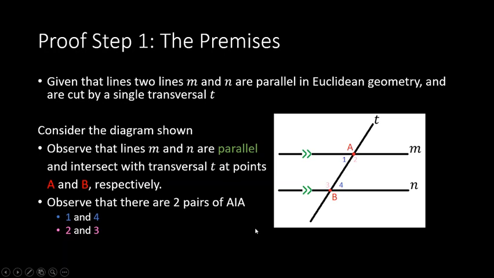So now we begin our proof, first by accepting the premises. Our three premises are that M and N are parallel lines, that they are cut by a transversal T, and that we are in Euclidean geometry. When we do that, we see that M and N intersect with T at points A and B respectively. Also, we see that this creates two pairs of alternate interior angles: angles 1 and 4, and angles 2 and 3.